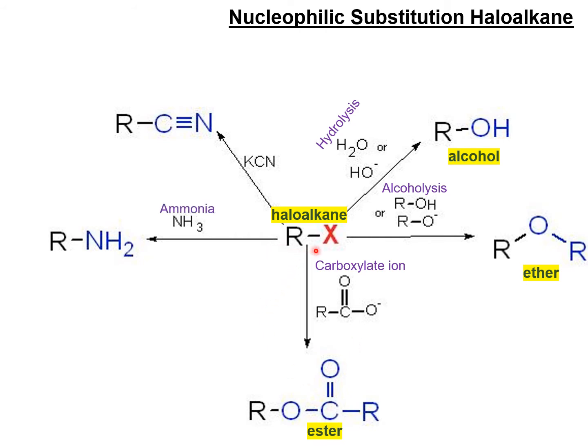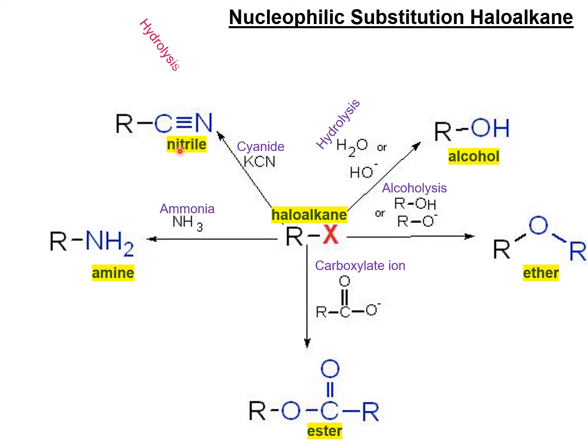And then if we react haloalkane with ammonia, we will get a primary amine. And if we react haloalkane with cyanide dengan strong nucleophile such as CN minus, we will get a nitrile compound.